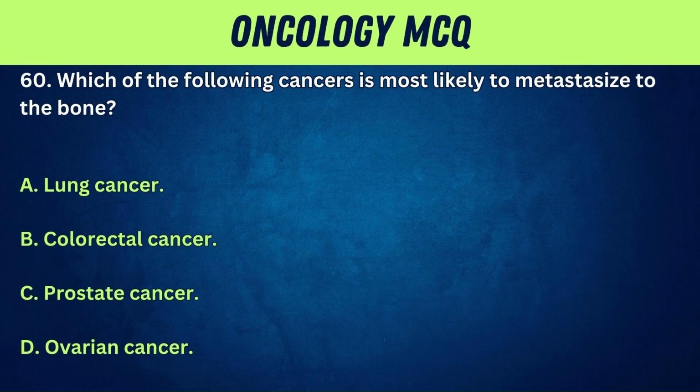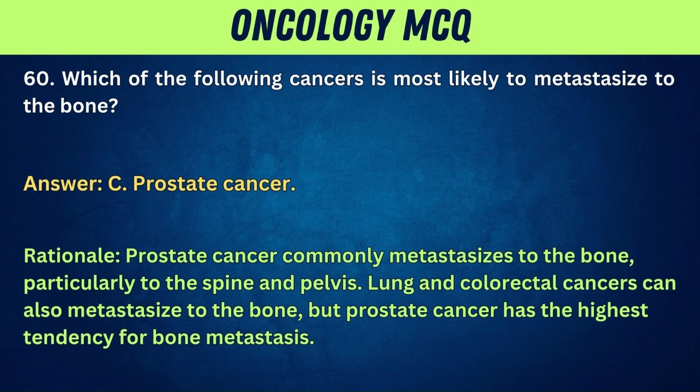60. Which of the following cancers is most likely to metastasize to the bone? A. Lung cancer. B. Colorectal cancer. C. Prostate cancer. D. Ovarian cancer. Answer: C. Prostate cancer. Rationale: prostate cancer commonly metastasizes to the bone, particularly to the spine and pelvis. Lung and colorectal cancers can also metastasize to the bone, but prostate cancer has the highest tendency for bone metastasis.